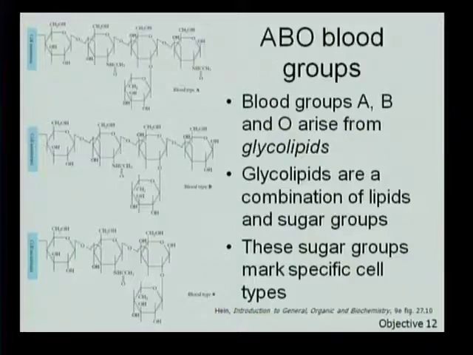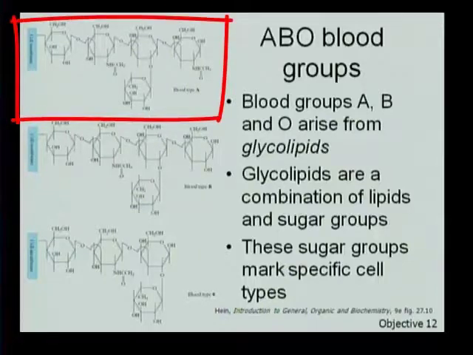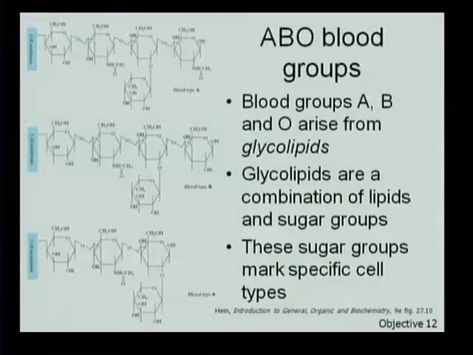So shown at the top of this slide is blood type A, and it's not important for us to know the sugars that go into this. In fact, some of the sugars are going to have names that are unfamiliar to us, that we haven't studied yet in this course, and we won't study unless we get to a biochemistry course.